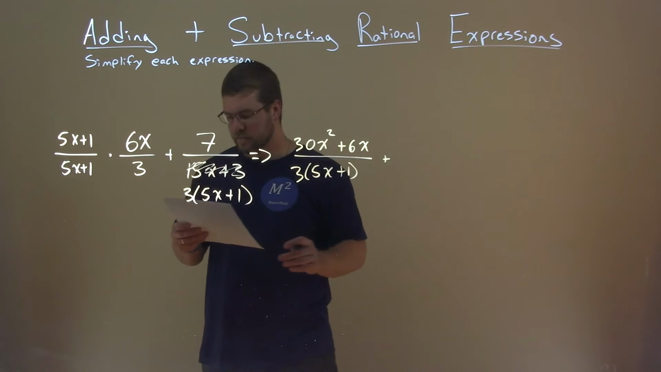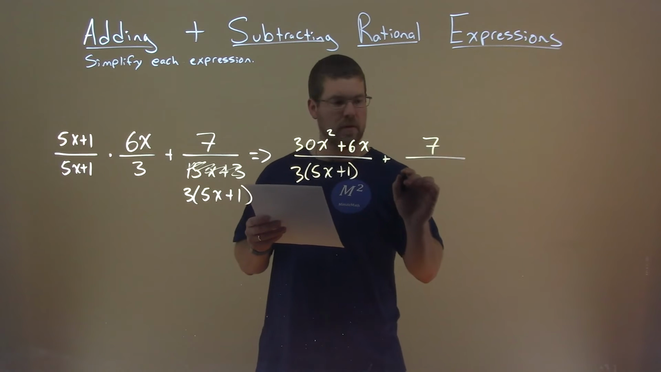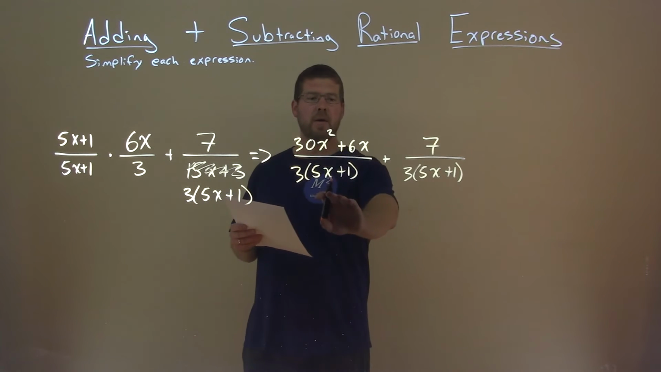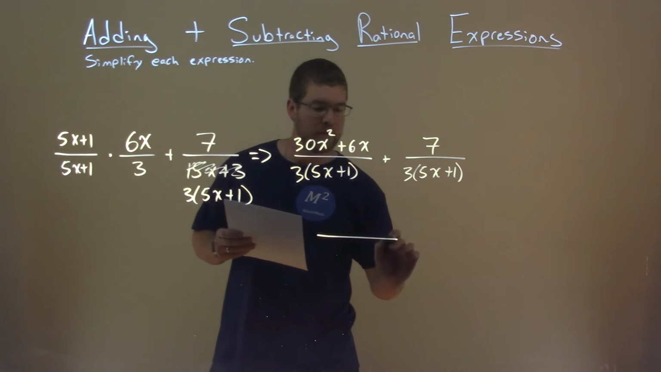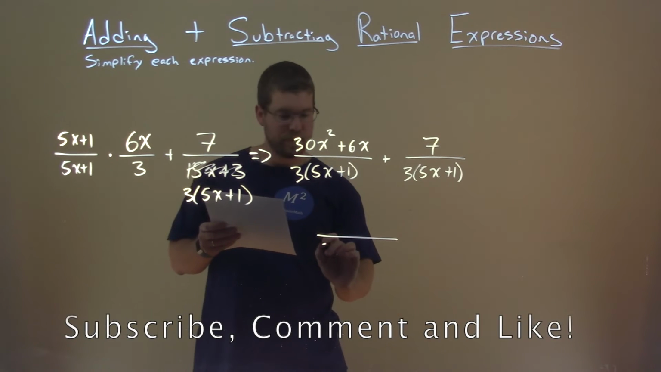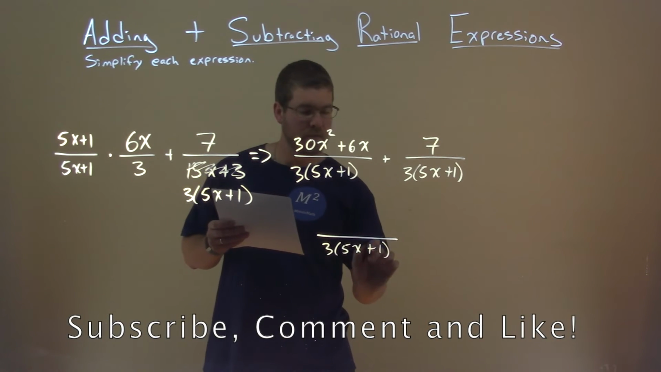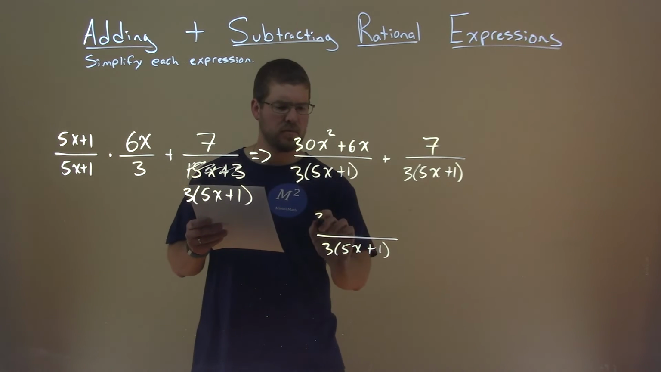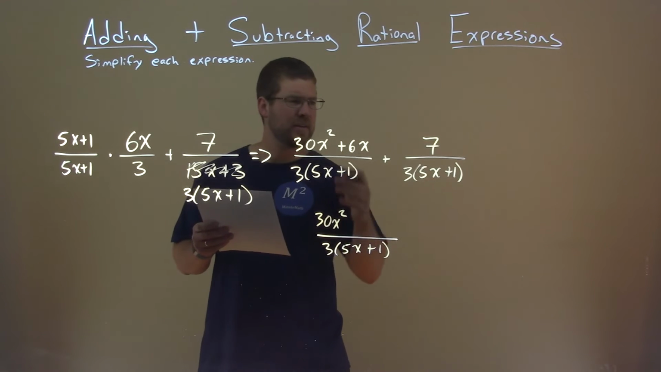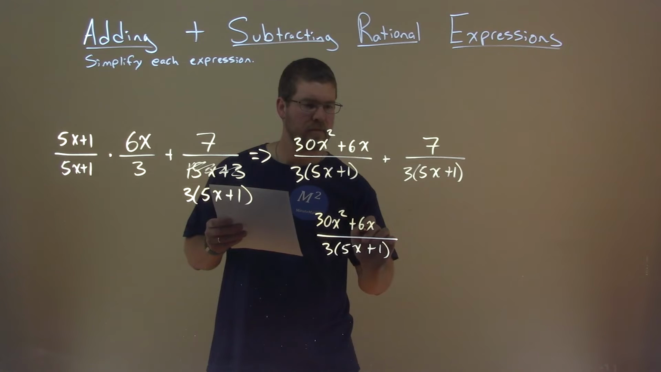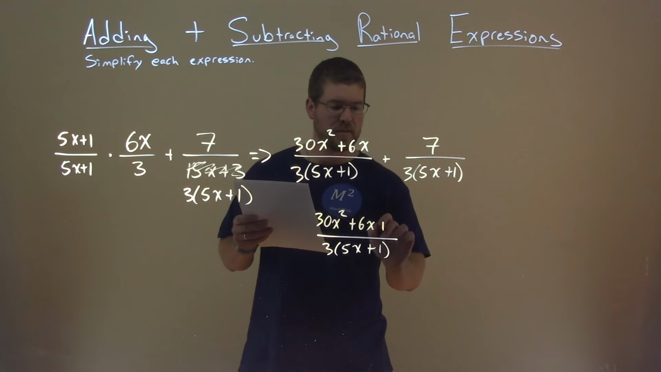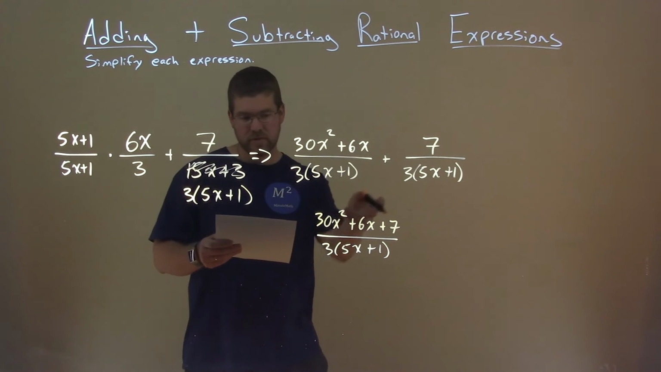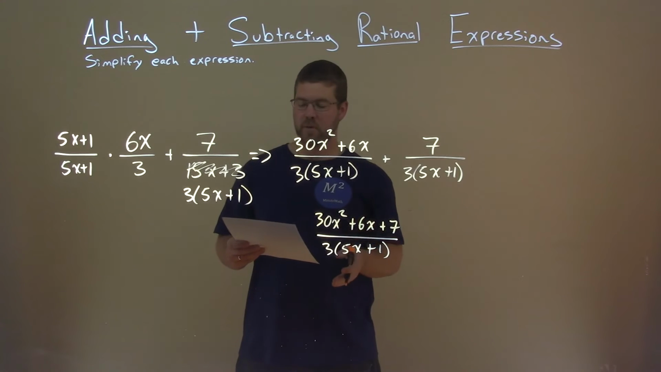The right fraction, well, let's keep the same, 7 over 3 times 5x plus 1. We now have the same denominator, so we can write this as one fraction. We have the 3 times 5x plus 1 in the denominator, and let's add our numerator. Well, 30x squared has no like terms, so we have 30x squared here. 6x has no like terms, plus 6x. 7 by itself, no like terms, plus a 7. And that's actually it. 30x squared plus 6x plus 7 divided by 3 times 5x plus 1 is our final answer.